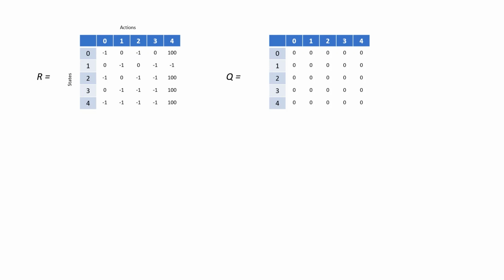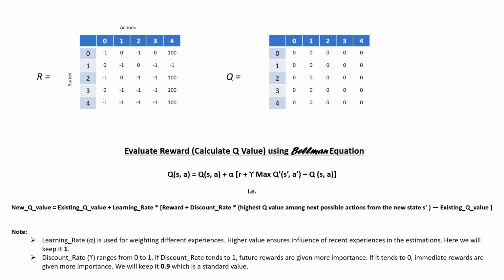Now let's initialize our Q matrix. So here we have both the matrices R and Q, where Q is initialized with zeros. Now we will calculate Q values using the Bellman equation, which looks like this. Here Q(S, A) is the existing Q value, and Q'(S', A') is the Q value of action A' from the next state S'.